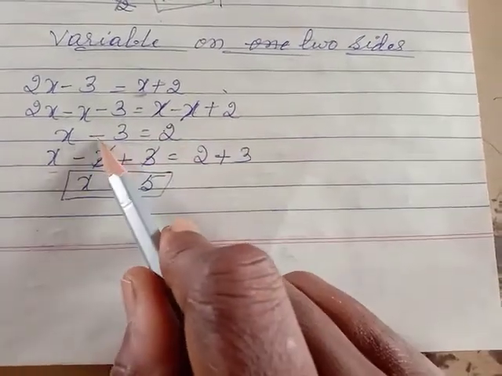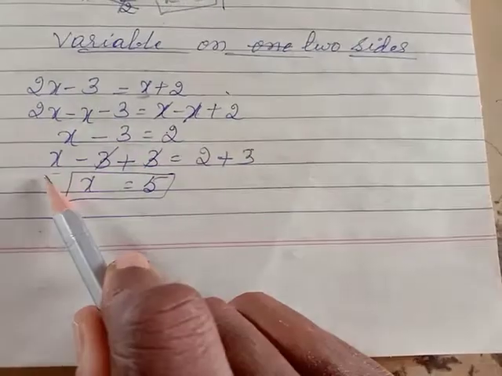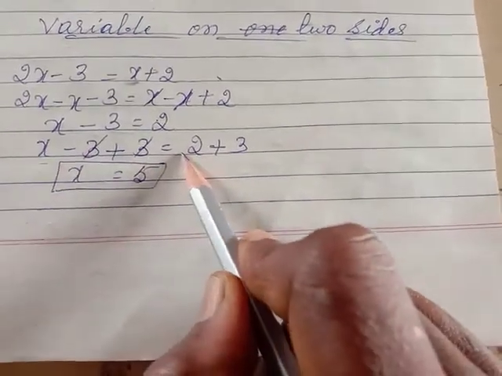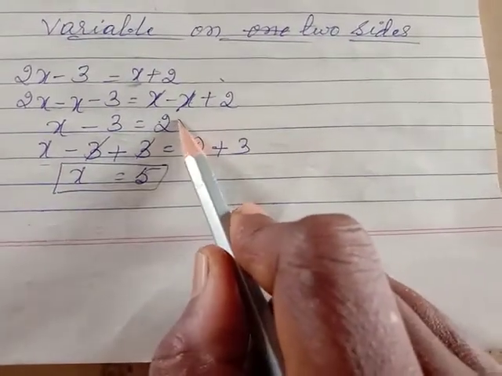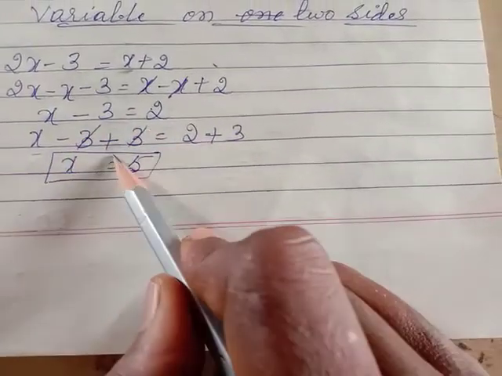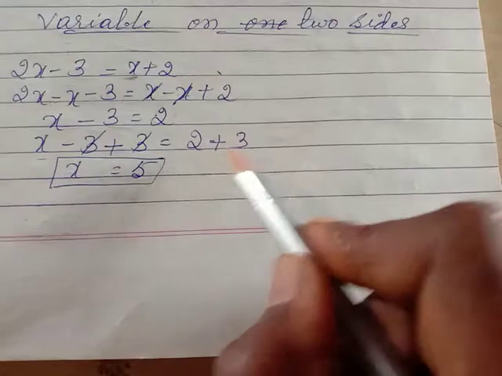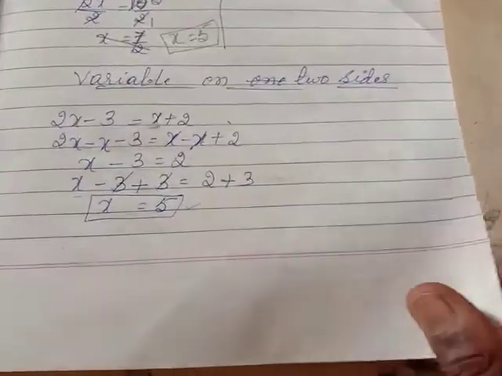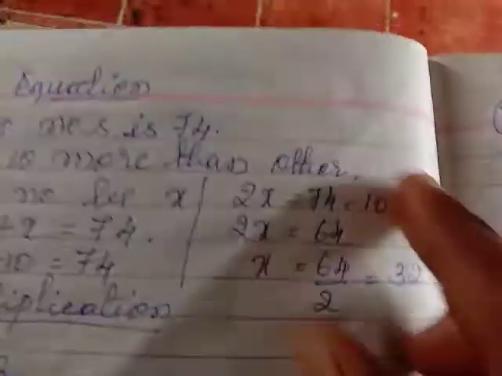Now we have to eliminate this minus 3, correct? So for that, let us add plus 3. x minus 3 plus 3 is equal to, the same thing you have to do on the right hand side also, 2 plus 3. x is equal to, minus 3 plus 3 will get cancelled. x is equal to 2 plus 3 is 5. Okay, children, this is the x value. Understood?